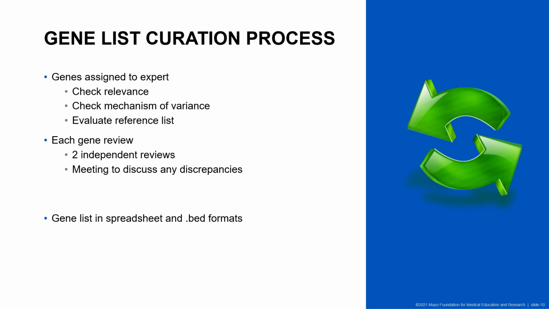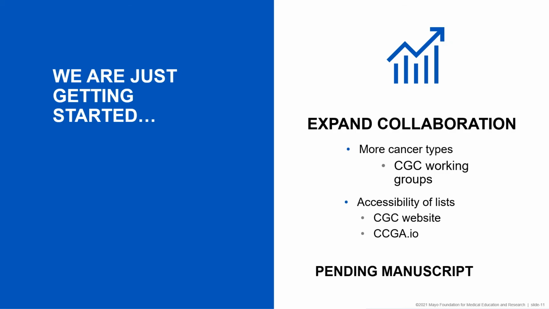Additionally, the CGC working group members can identify genes that should be considered for addition to the gene list as well. So now that we've collaborated with the myeloid and the breast cancer working groups, we're realizing that our work is just getting started. We have plans to expand this collaboration to more cancer types and essentially more CGC working groups. And we'd like to also expand the accessibility of these lists and incorporate them into the CGC website and then potentially into the CCGA. Additionally, we have a pending manuscript that we plan to submit within the next couple months.